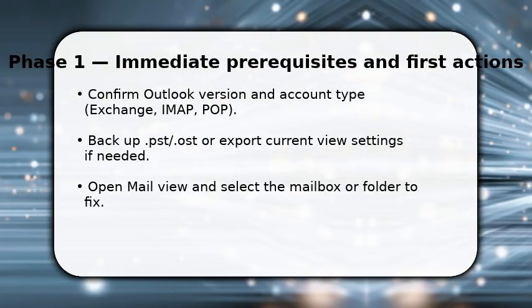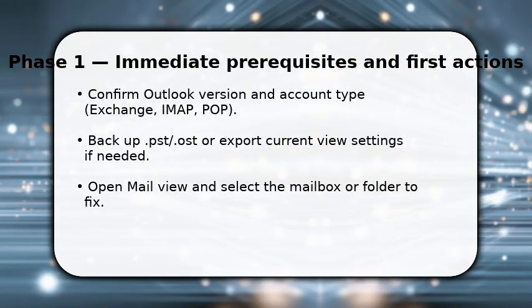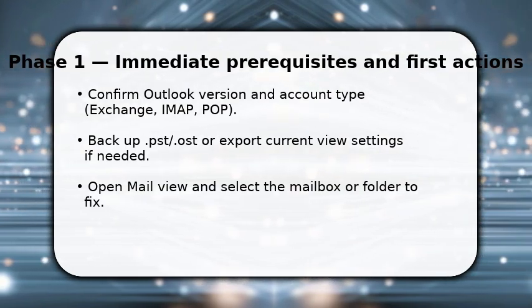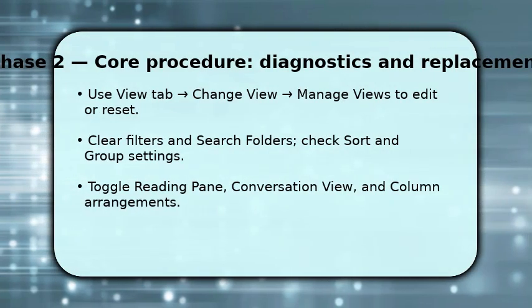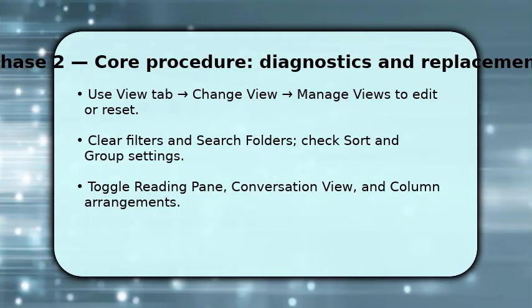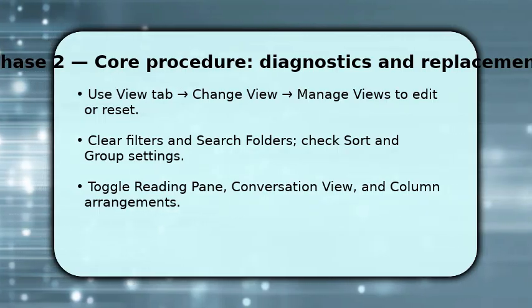You'll change layout elements, sort orders, and reading pane placement. Follow the next steps to adjust view templates and filters so messages display correctly. You'll now modify the active view. Go to the View tab and choose Change View, then Manage Views to edit or reset the template. This fixes hidden filters or custom grouping.